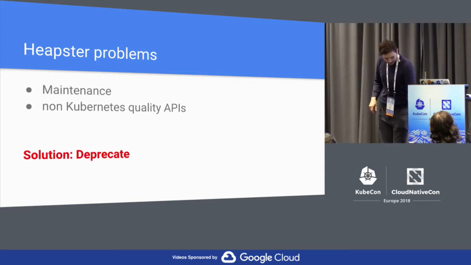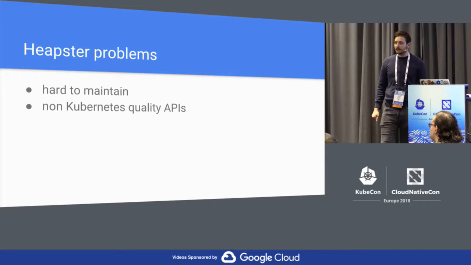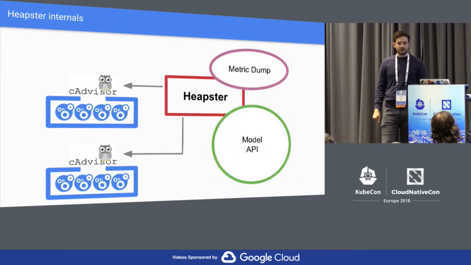So basically the solution for this is to deprecate Hipster, and this is something that we are doing right now. The first piece should be replaced by something provider specific. This piece is already replaced by metrics server. There is the metrics API, which is a well-defined API, and there is metrics server, which is an implementation of it.